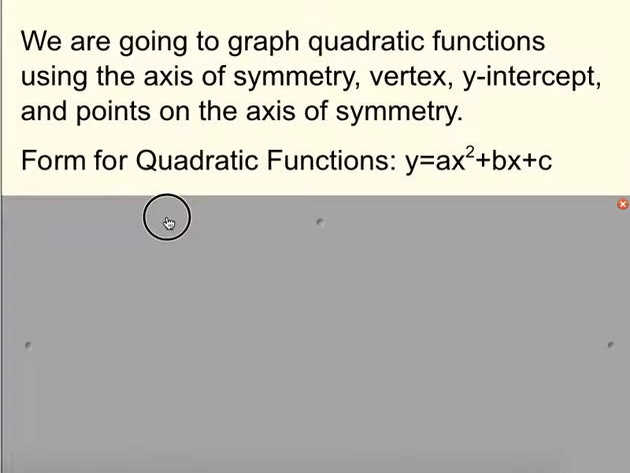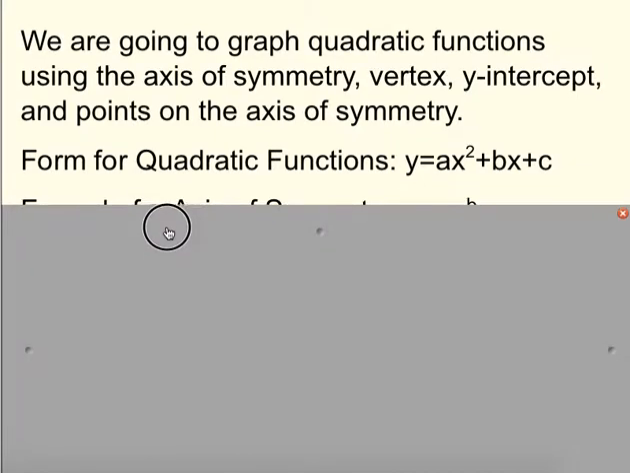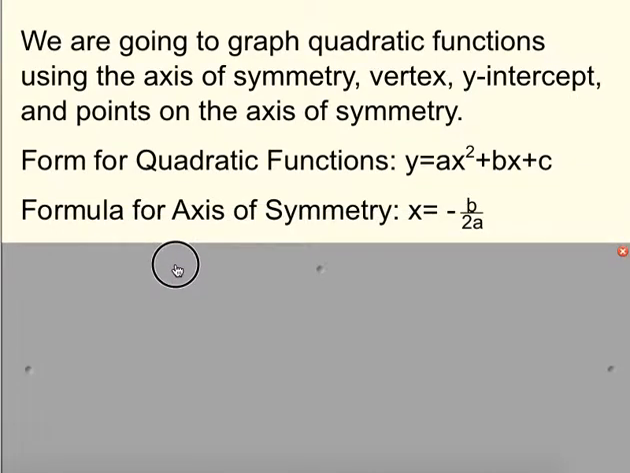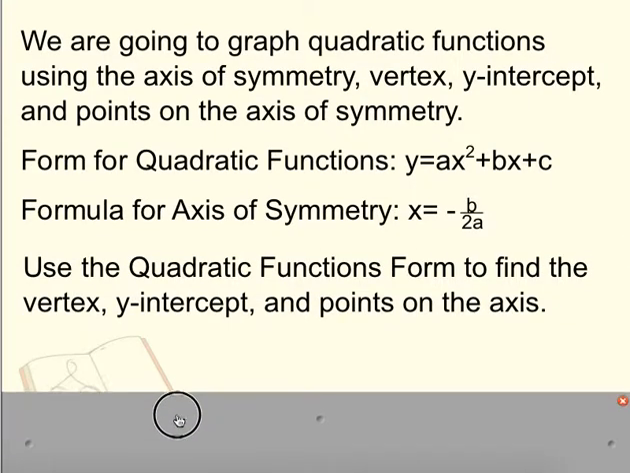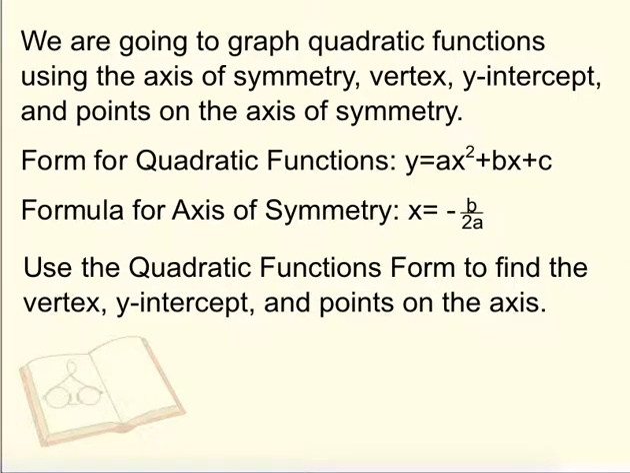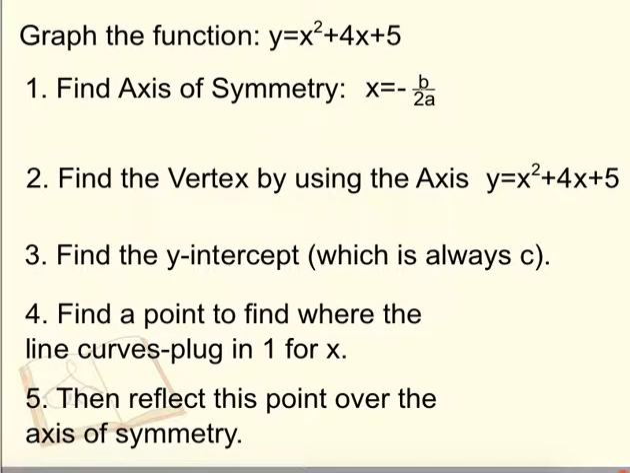So remember that our form for a quadratic function is y equals ax squared plus bx plus c. In our axis of symmetry, we can find the x value, which means the vertical line that is the symmetry, using negative b over 2a. And we're going to use this form in order to find all of these different things. So let's start with an example.